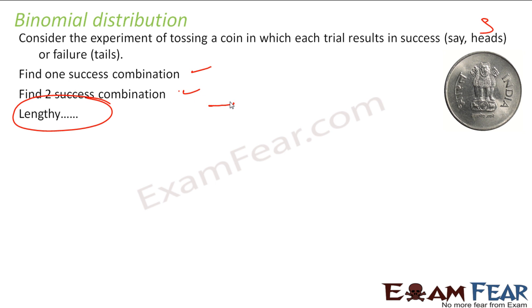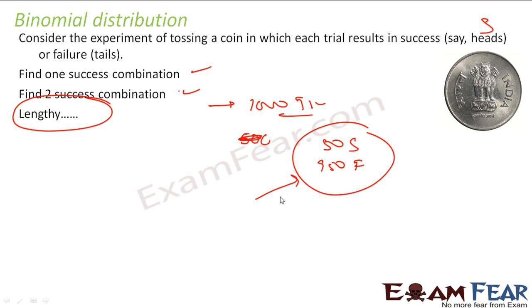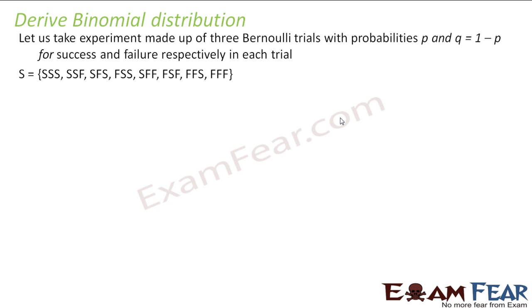Suppose that you threw it 1000 times, right? And you want to find the number of ways when you get, let's suppose, 50 success and 950 failure. You want to find that number of ways where I get 50 successes and 950 failures. How will you do that? It is very difficult, right? It is very difficult to write this combination 1000 times and check those things. There we'll use binomial distribution. Let's derive the binomial distribution first, and then we'll use the formula for other questions.